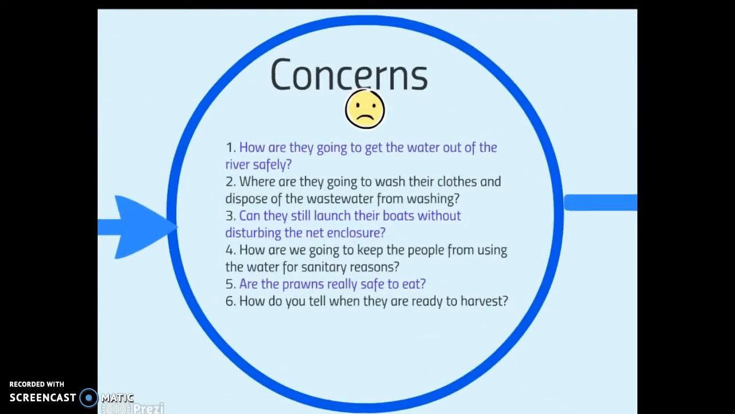Some of the concerns that the people had during the pilot program are: how are they going to get the water out of the river safely? Where are they going to wash their clothes and get rid of their dirty water? Can they still launch their boats without disturbing the nets? How are we going to keep the people from using the water for sanitary reasons? Are the prawns really safe to eat? And how do you tell when they're ready to harvest?